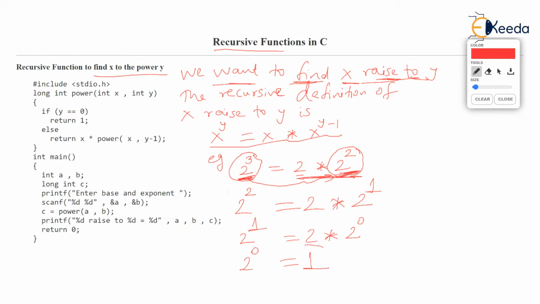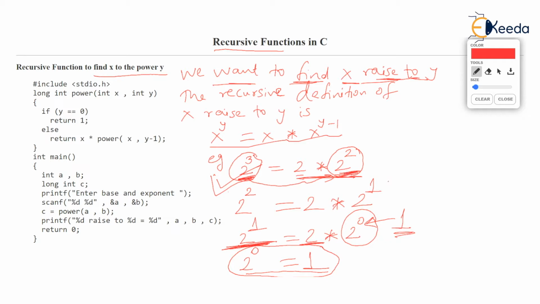And now you watch. This is the only answer that you have got. Actually, you wanted the answer of 2 raised to 3, but this is the answer you got: 2 raised to 0 is 1. So you can easily substitute the value of 2 raised to 0 here. This is 1, so you get 2 raised to 1. 2 raised to 1 is 2 into 1, which is 2.